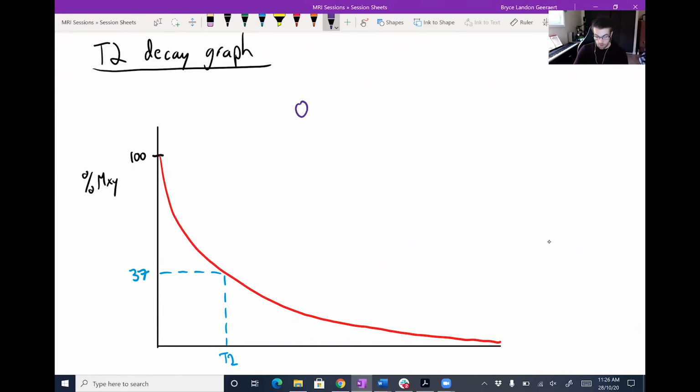So in purple, other inhomogeneity factors. I was debating whether to ask the group, but yeah, I will. Just in chat, or you can shout them out if you want. What are some other factors that are going to cause inhomogeneities in the magnetic field in the body?